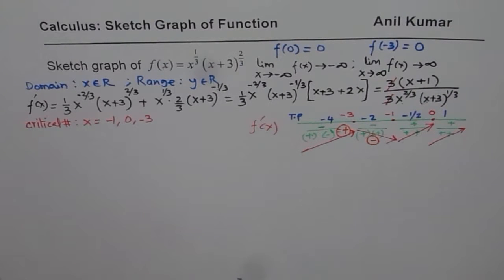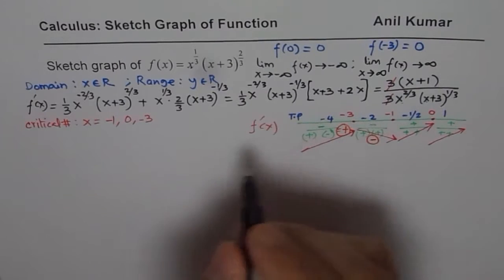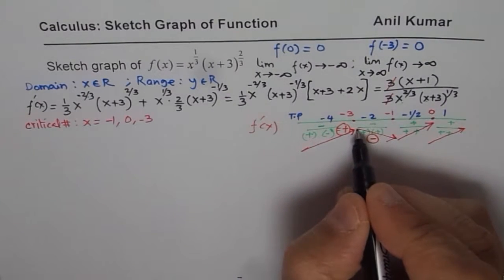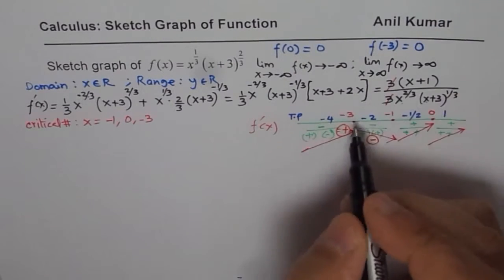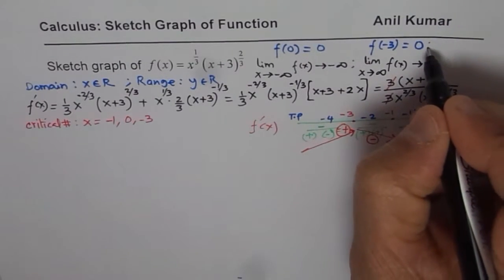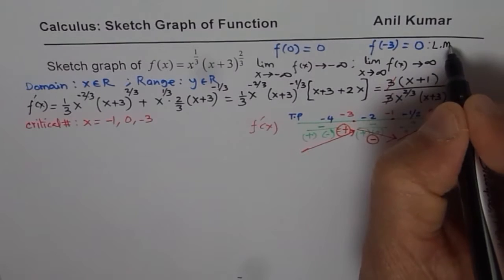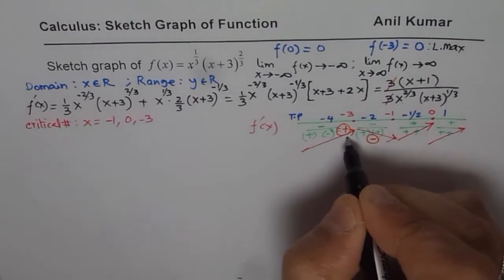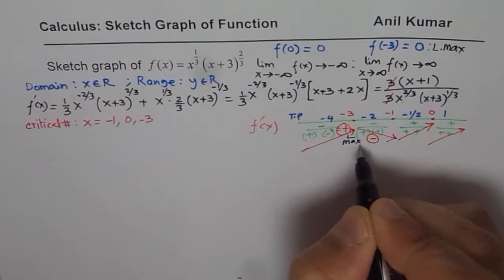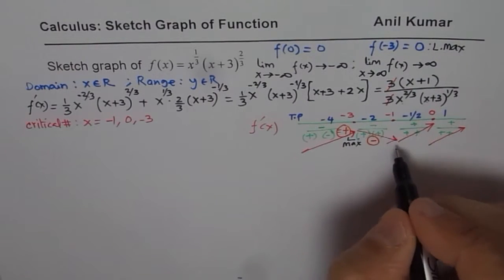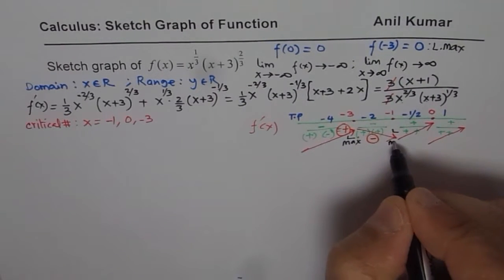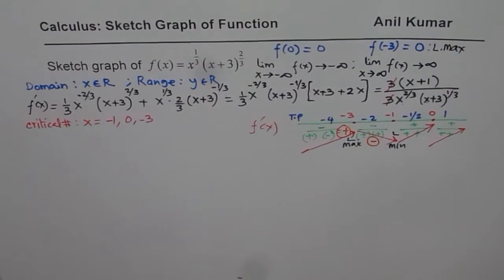Perfectly fine. But that gives us our local minimum and local maximum. So at minus 3, we have a local maximum. Do you see that? And at minus 1, we have a local minimum.